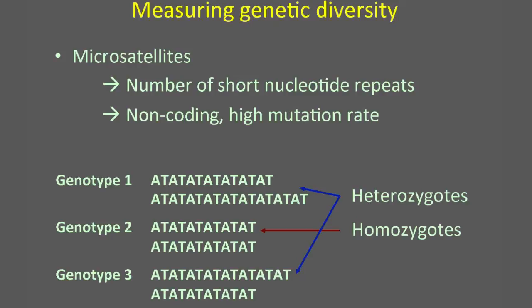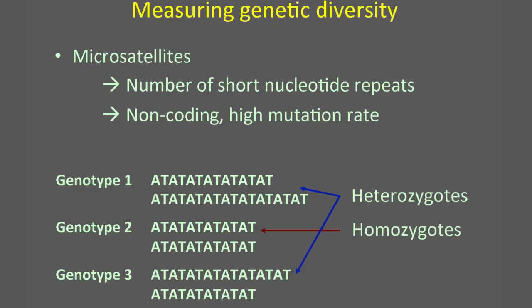And the other thing is that because of this repeat structure, the enzyme playing a role in the replication of the DNA often makes mistakes. So it often adds an additional repeat or leaves at least one repeat out, which means that the mutation rate for microsatellites is much, much higher than, for instance, the mutation rate for a point mutation in another part of the DNA.